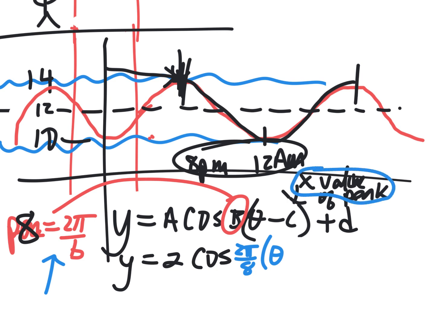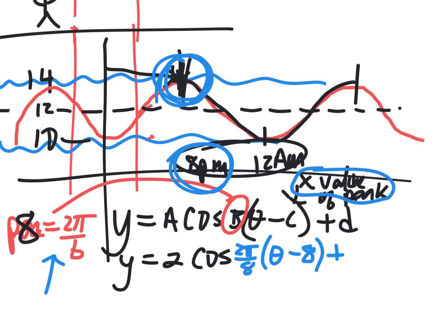This c is the x value of the first peak. That's this spot right here. And that happened at 8 p.m. So minus 8. These are weirdly in time. But that's when the real world, you don't measure what was the angle when I hit the high tide. You're measuring what was the time when you got the high tide. So these are times.